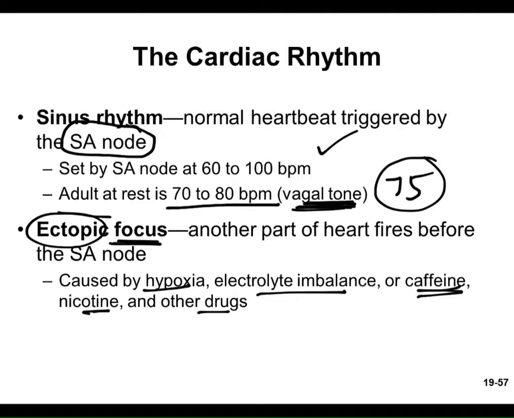In lab this week, you'll be looking at about 7 different abnormal EKGs. One of them is PVCs, premature ventricular contractions, and one of the things that causes PVCs, an extra ventricular contraction, is caffeine or stress. So those can lead to an abnormal heart rate.